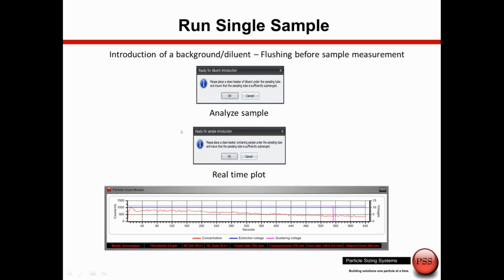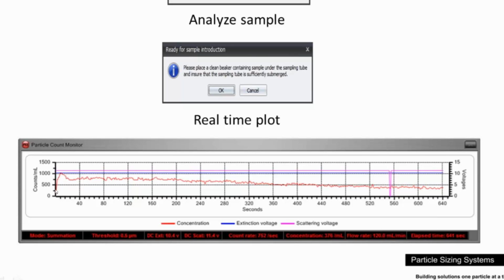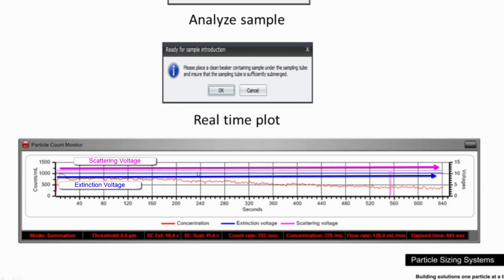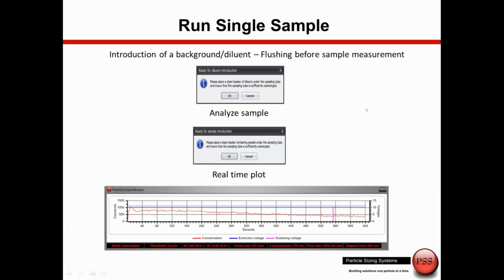You click OK then, and during the measurement we have this real-time plot. On the real-time plot we get information on the concentration of particles, in particles per ml, and also a constant reading of sensor voltage. As I pointed out before, this is very helpful to tell us the health of the sensor. Is it operating properly during the measurement? If at any time we go above or below these sensor voltages, we may want to stop the measurement and see what's going on there. Perhaps we need to clean our sensor.